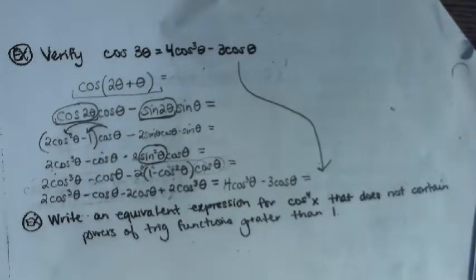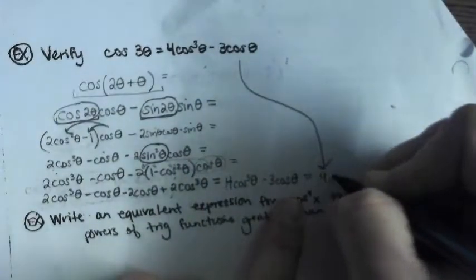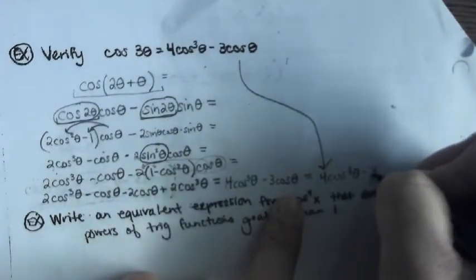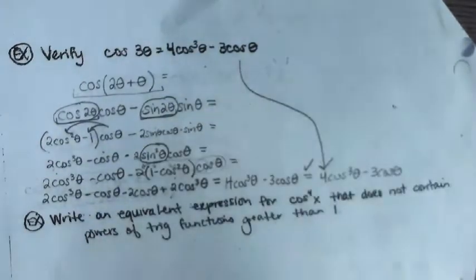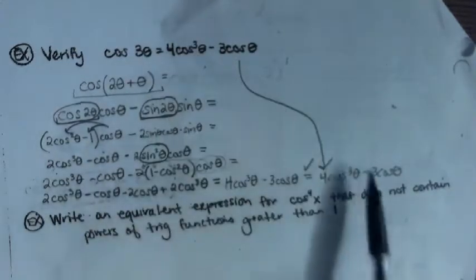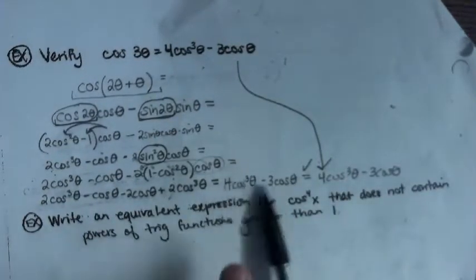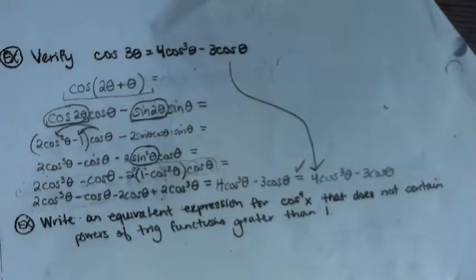But are we good here? So the right-hand side, I just bring down 4 cosine cubed theta minus 3 cosine theta. Now, given that I had factored the right-hand side, I could have then factored my left-hand side just one more step, and then they would have matched. Either way is fine.